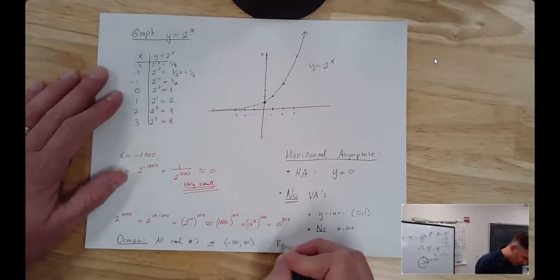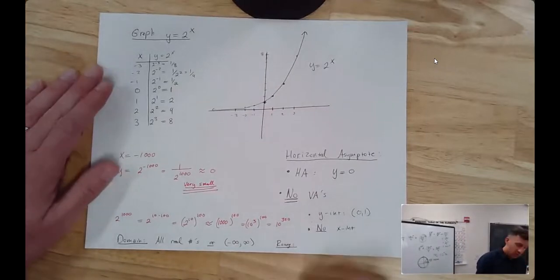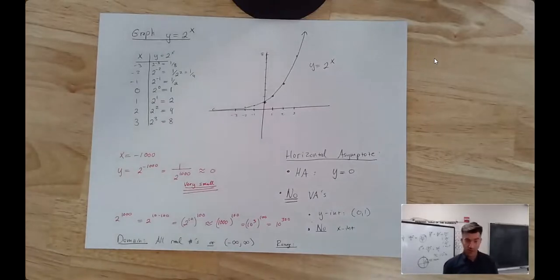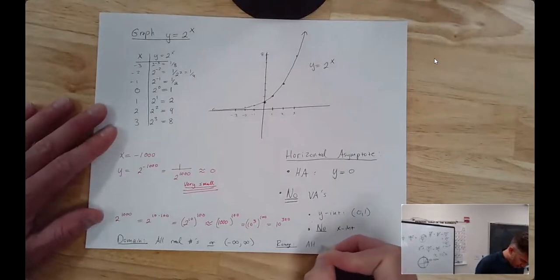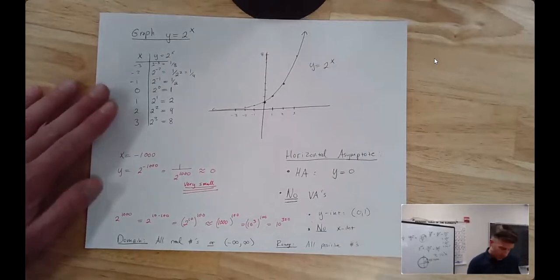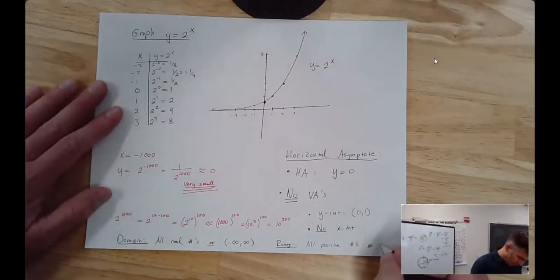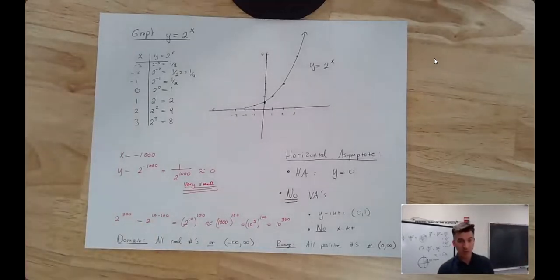The range, on the other hand, is the set of all possible y values. In this case, y can be any positive number, right? There's always a way to pick an x value to get the corresponding positive y value. So the range would be all positive numbers, or written in interval notation, the set from 0 to infinity. Again, we use parentheses because we don't actually want to include 0 because the function can never actually attain the value of 0. It can be any number that is larger than 0, but not 0 itself.